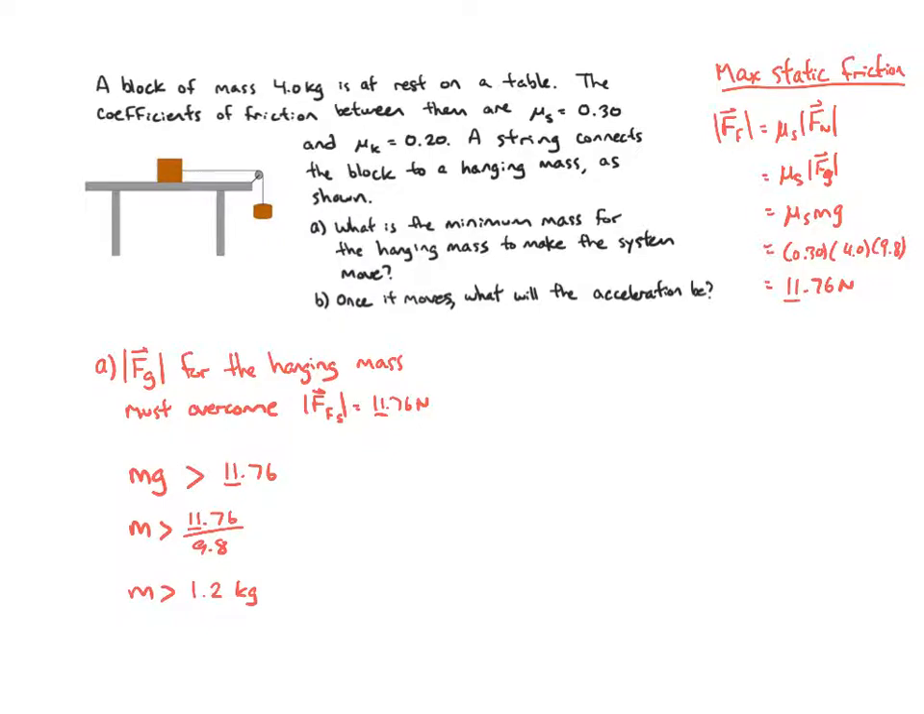All right, so I'm going to go to part B now. Once it moves, what will the acceleration be? So we're going to assume that we did attach a 1.2 kilogram mass. And now it's moving, it's going to accelerate. So when it moves, the friction switches from static friction to kinetic friction. All right, when it moves, I'm just going to say friction becomes kinetic.